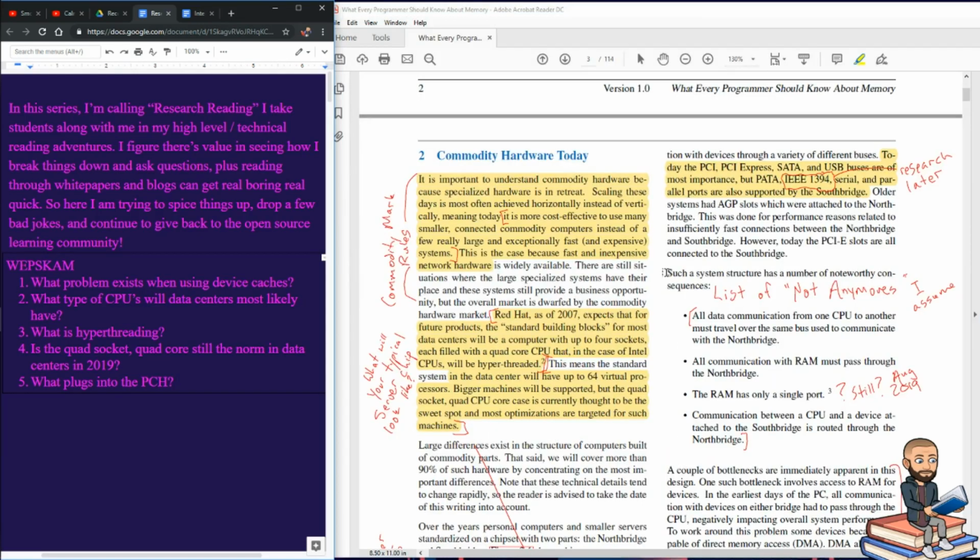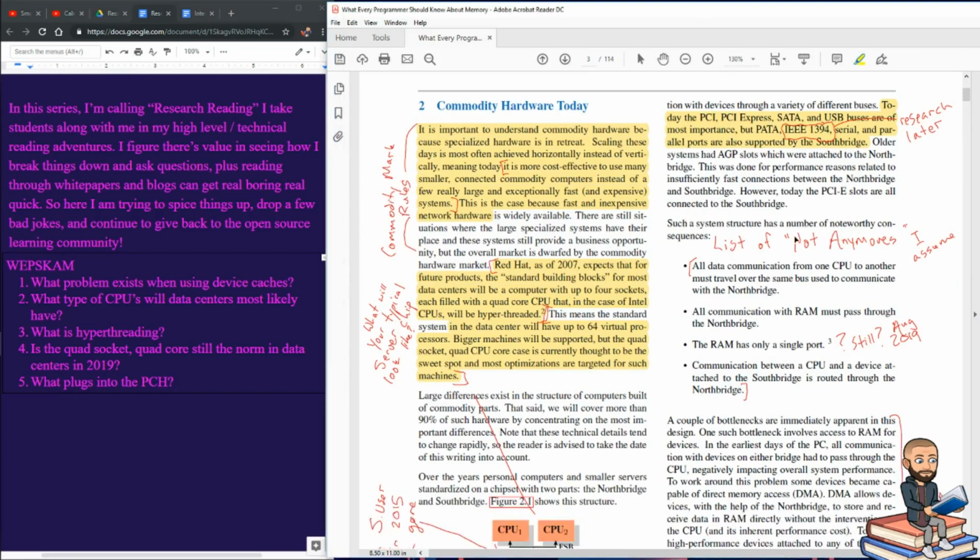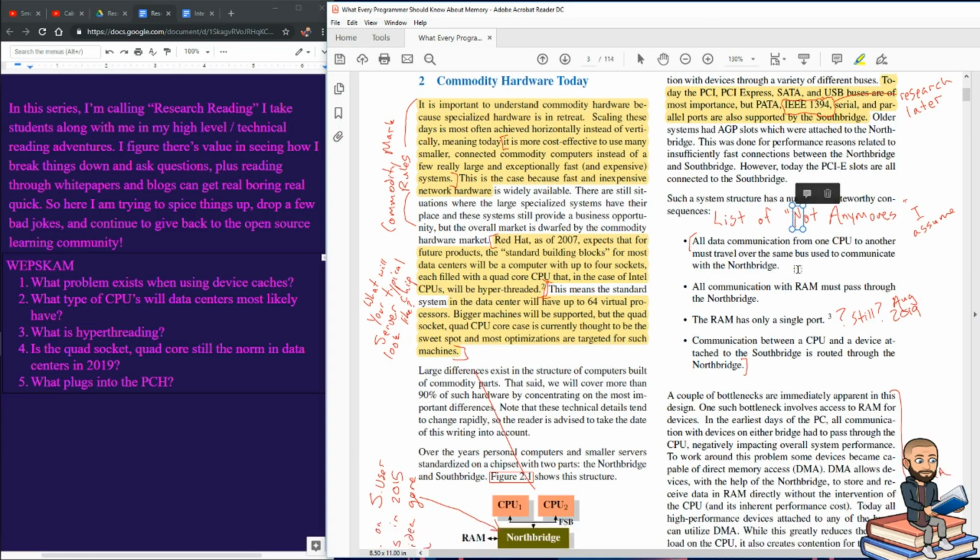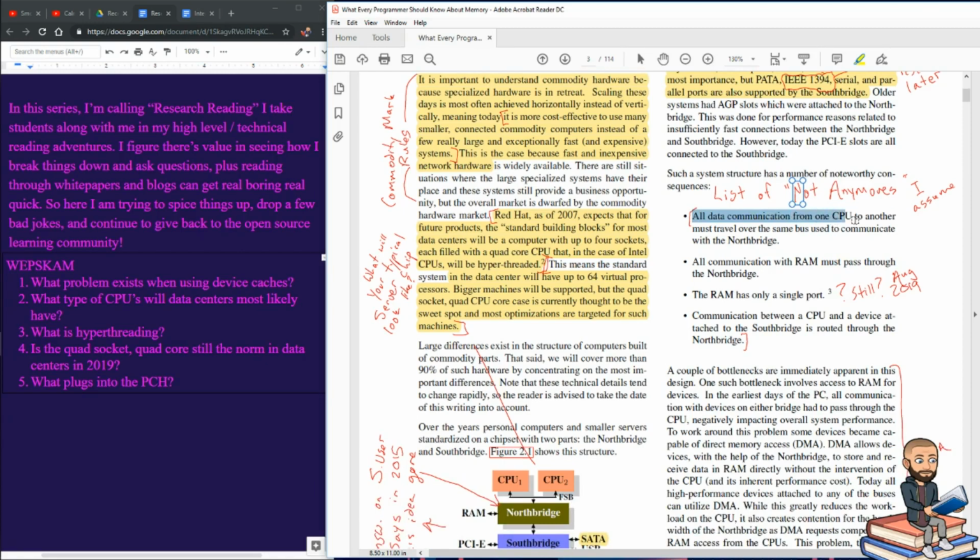And since we're talking about not-anymore concepts, here's a list of them. All data communication from one CPU to another must travel over the same bus used to communicate with the North Bridge, so that's not going on anymore. Now CPUs, cores will need to talk to each other, but we'll get to that later. The next one is all communication with RAM must pass through the North Bridge. After that, the RAM has only a single port. I had to put question marks on that one because I just don't know if that's true. It might very well still be.